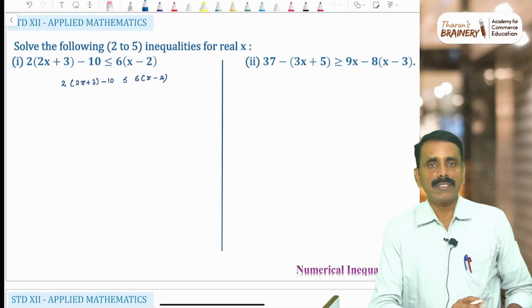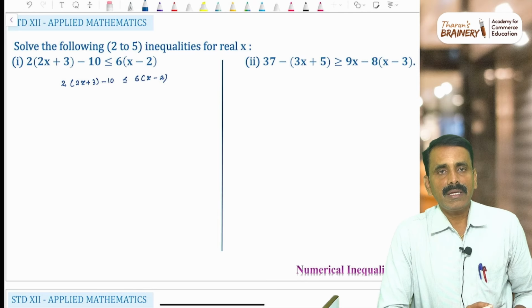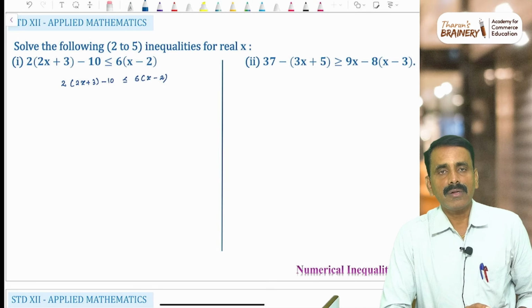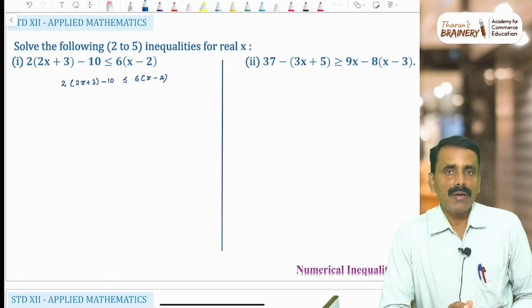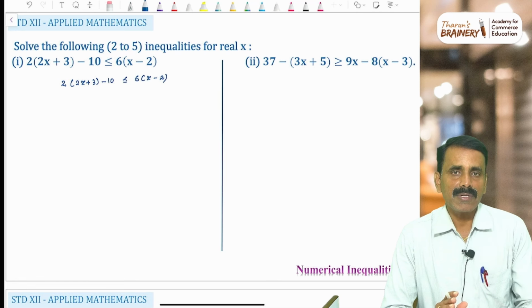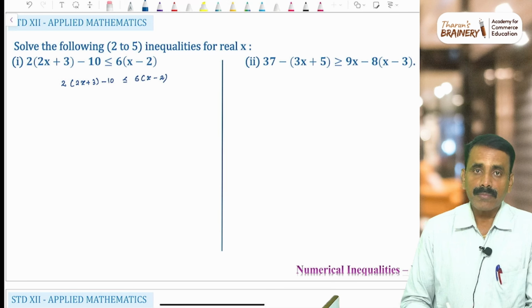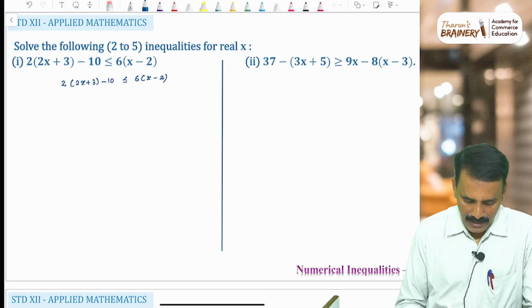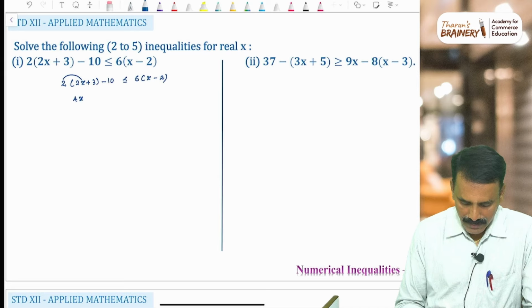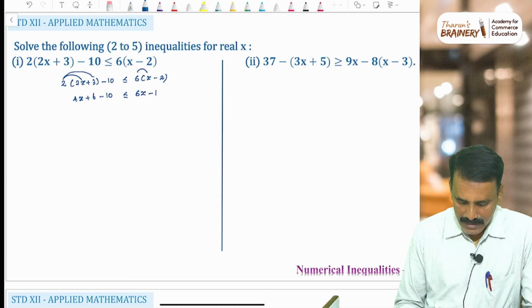We can simplify the left hand side into an expression containing one x term and one constant term, and in the same way on the right hand side we are going to keep one x term and one constant term. So we must simplify that expression first. So how to simplify this expression? We simplify 2 into 2x plus 3. We multiply 2 inside. So it is 2 into 2x, 4x, and 2 times 3 is 6, minus 10 less than or equal to 6x minus 12.